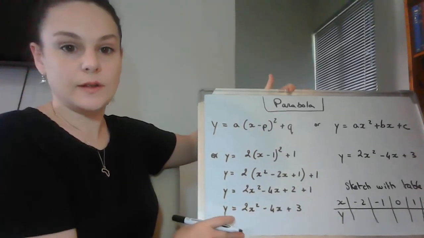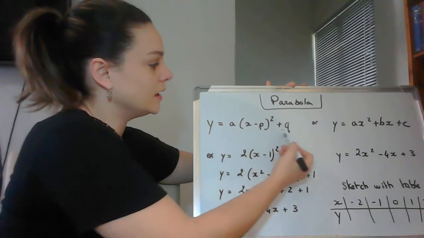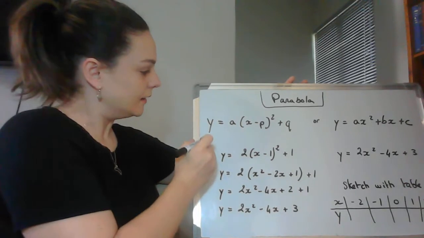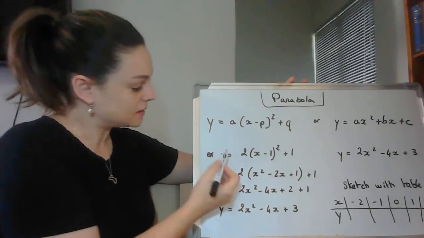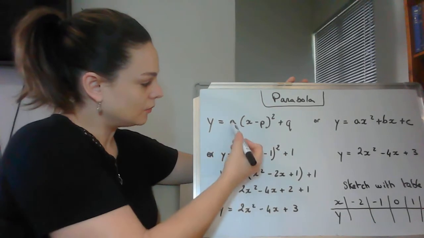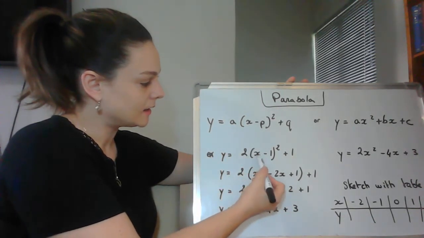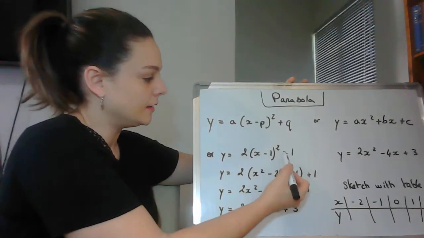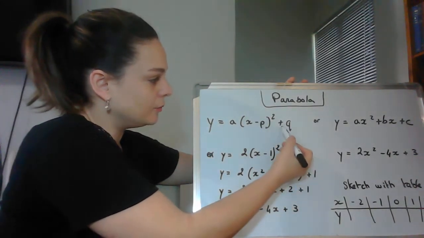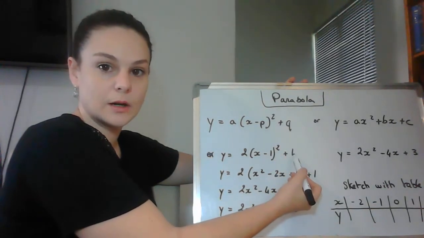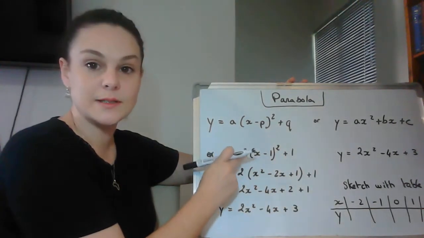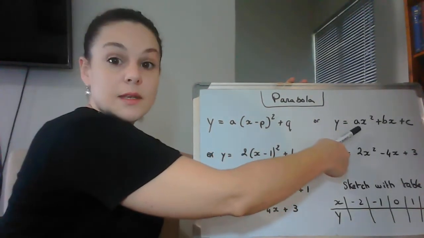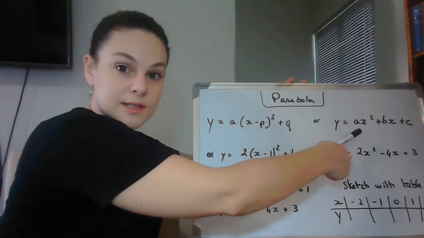Alright, so here I wrote the general equation with the p and the q value. Here I'm going to take an example: y equals 2, where 2 is the value for a, bracket (x minus 1) squared. So here the minus 1 is the value for the minus p, and plus 1, where the plus q is here the plus 1. Alright, and now I'm just going to distribute and simplify this form. And you're going to see I'm going to get this ax squared plus bx plus c at the end.